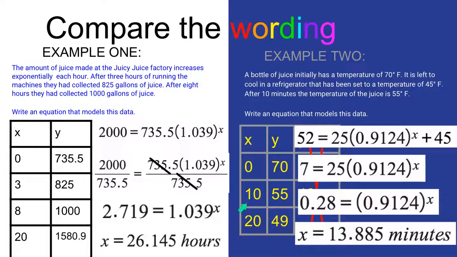Somewhere in between here, it was jumping to 52, so that answer is logical. That answer makes sense. Same thing with this answer. This answer makes sense because 2,000 would be down here, and it's got to be something more than the 20.